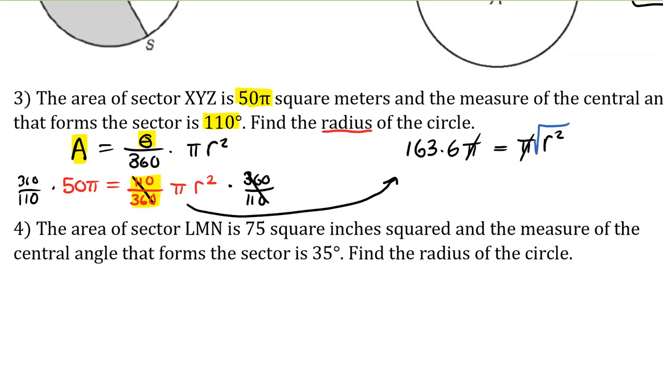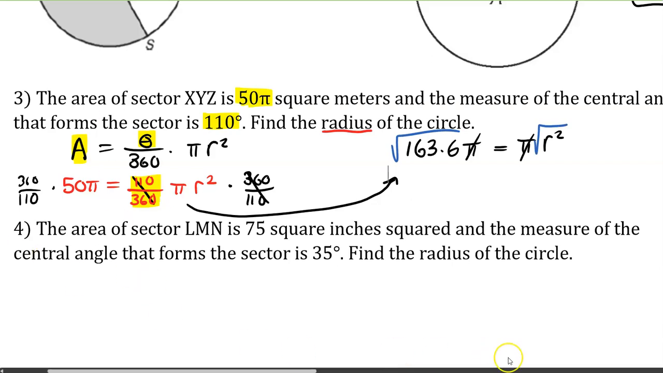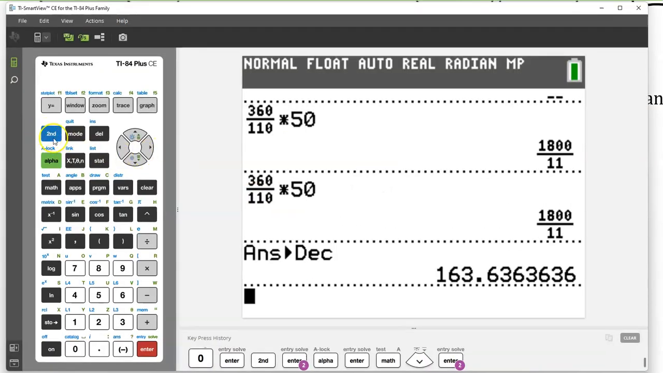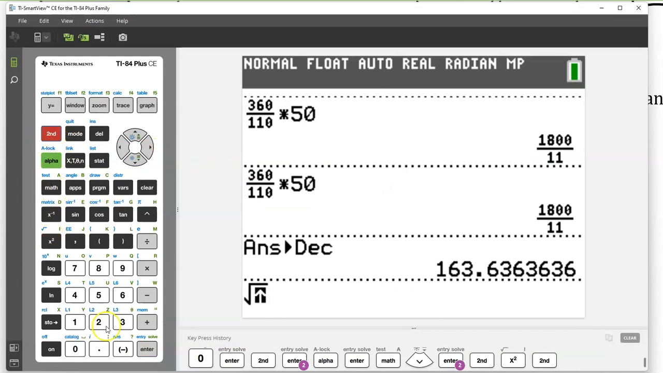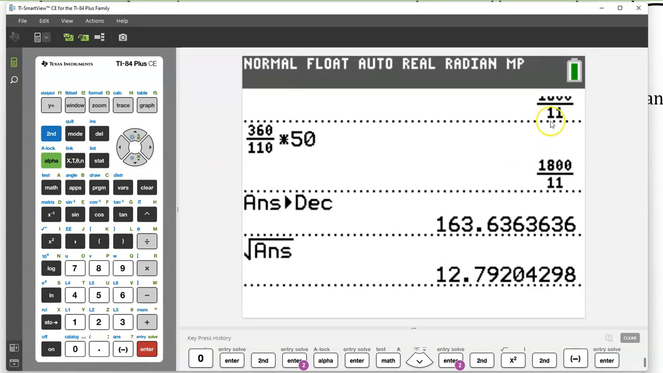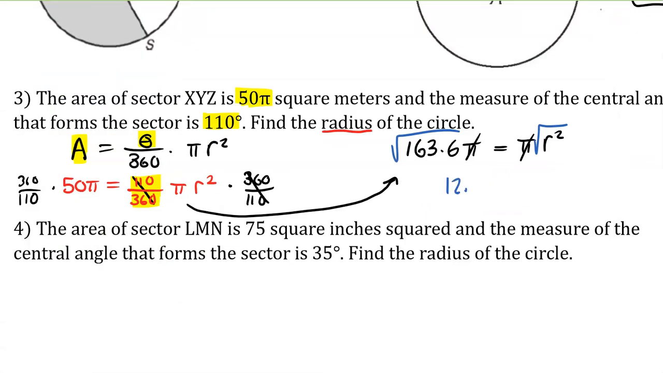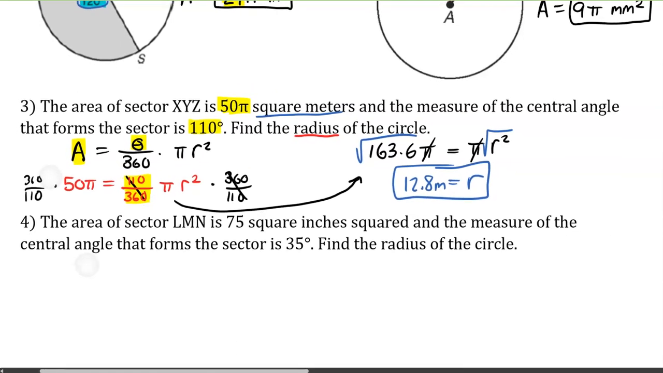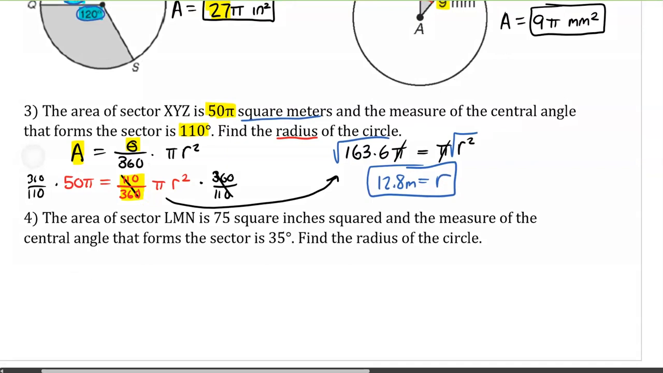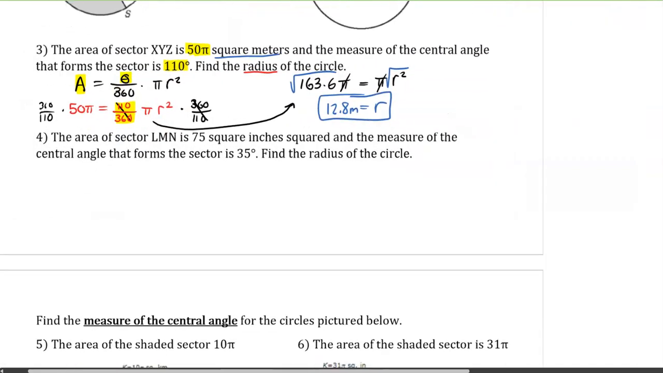So the last thing I need to do is to get r by itself. We're going to take the square root of both sides. So when I do that, we will take the square root of our answer, and we're going to get 12, we'll round that to 12.8. So 12.8 equals our r. They did say square meters, so technically the unit of the radius would be in meters. Okay, so that's number 3. I'm going to go ahead and have you pause this video again, and I want you to try example number 4.